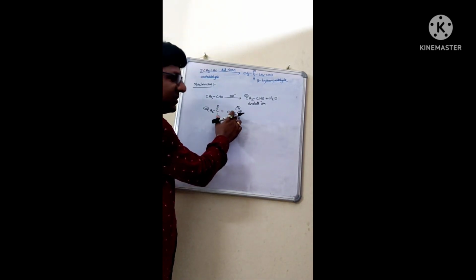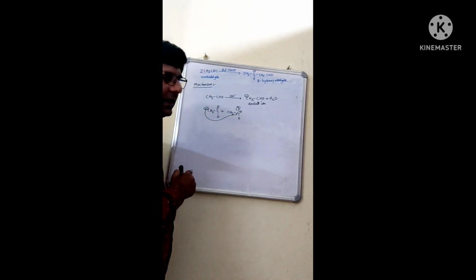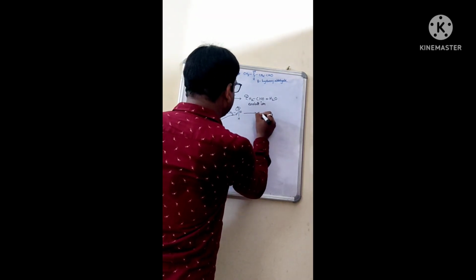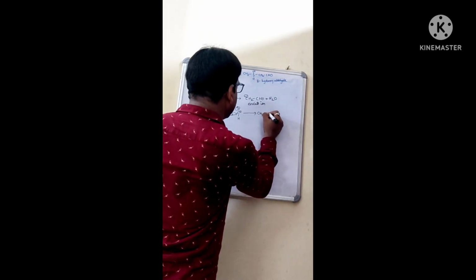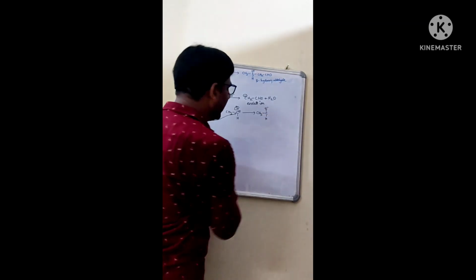Now we have developed the positive charge. This negative is going to attack on this positive. When it will attack on this positive, what will happen? We will form the molecule like this, CH3, CO minus, right? Here it will be H as it is.